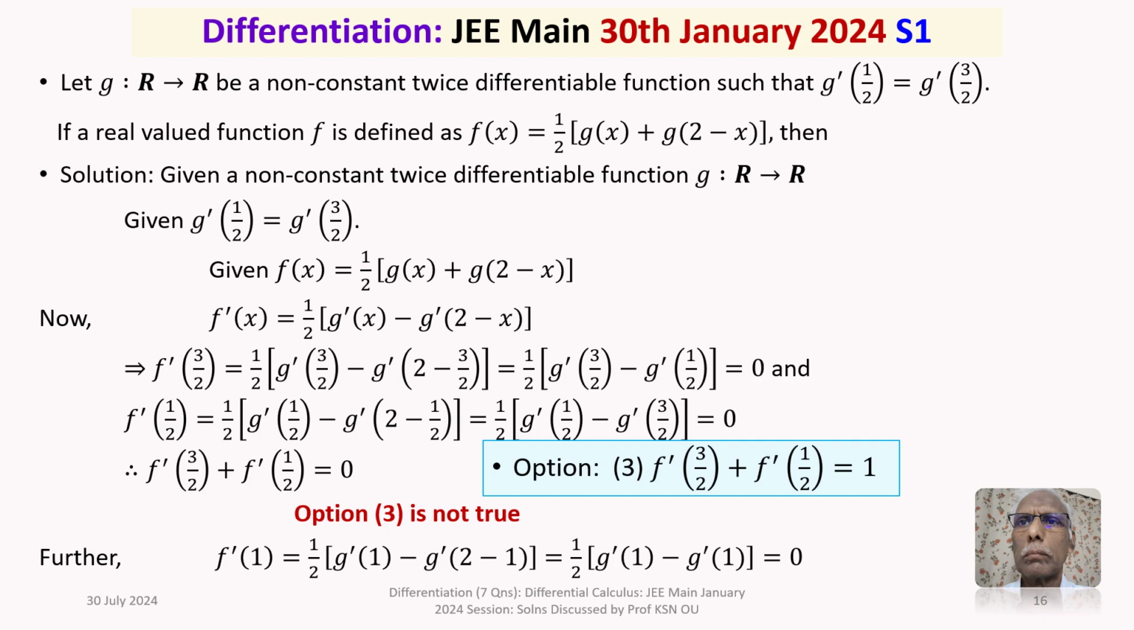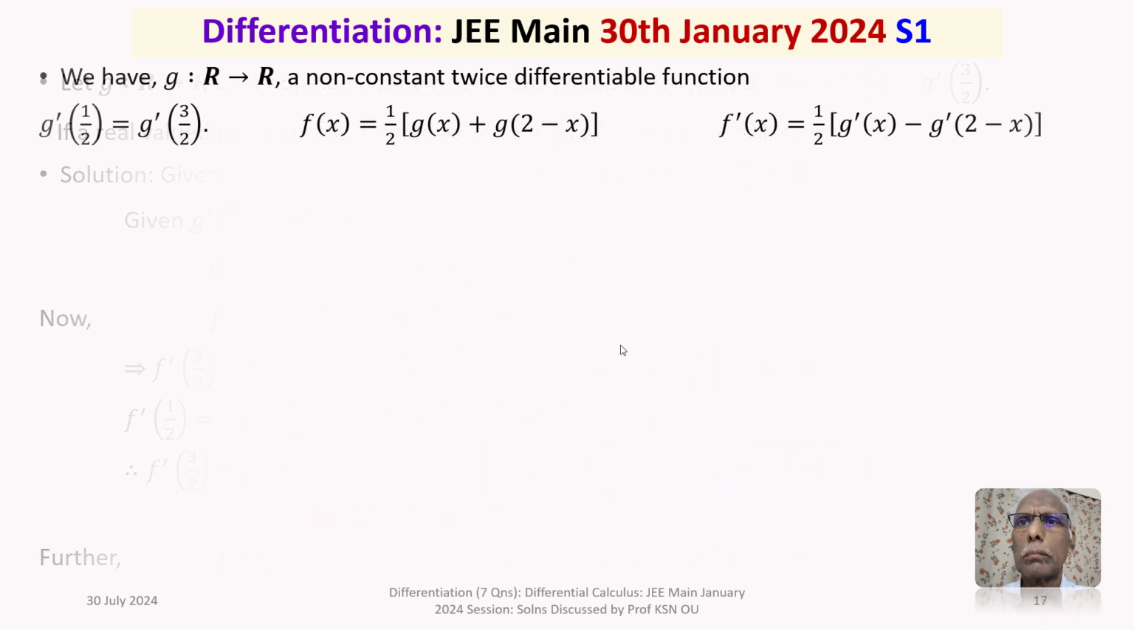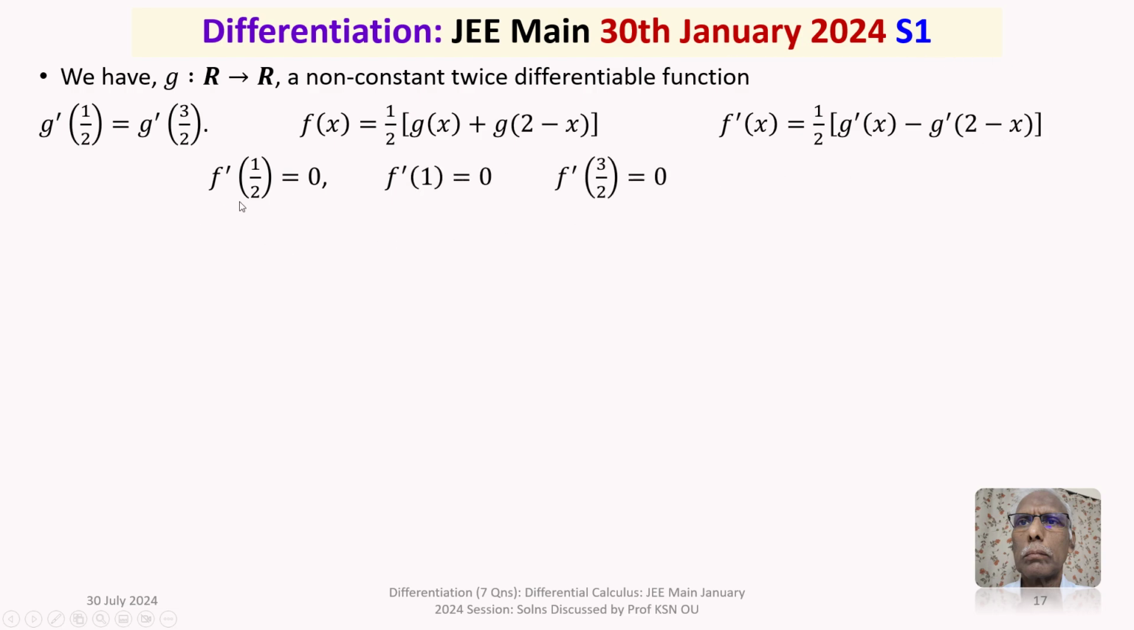The other options are related to the second derivative. So where the second derivative vanishes, in which interval and how many times, that was the question. So these are all given to us, and f prime at 1/2 is 0, f prime at 1 is 0, f prime at 3/2 is 0.